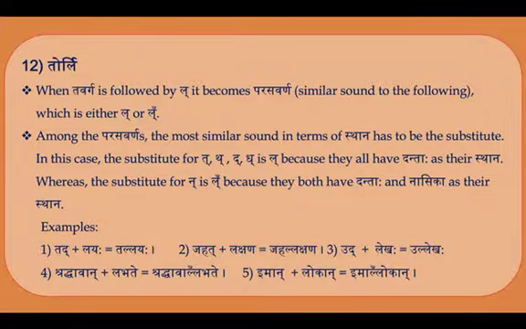So when a Tavarga is followed by a Lakara, it becomes Parasavarna, a similar sound to the following one, which is either Lakara or Lakara with the Anuswara. Among the Parasavarnas, the most similar sound in terms of sthana has to be the substitute under this rule. In this case, the substitute for ta, tha, da, dha and la is la, because they all have dantas as their sthana. That's why we studied where the sound is being made.